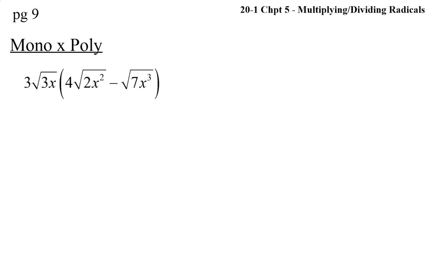Here's another one, page 9. Give it a try. See what you come up with. What we need to do, the single radical has to multiply by both terms in that expression, and there's 2 radicals. So what do we have? 3 root 3x times 4 root 2x.